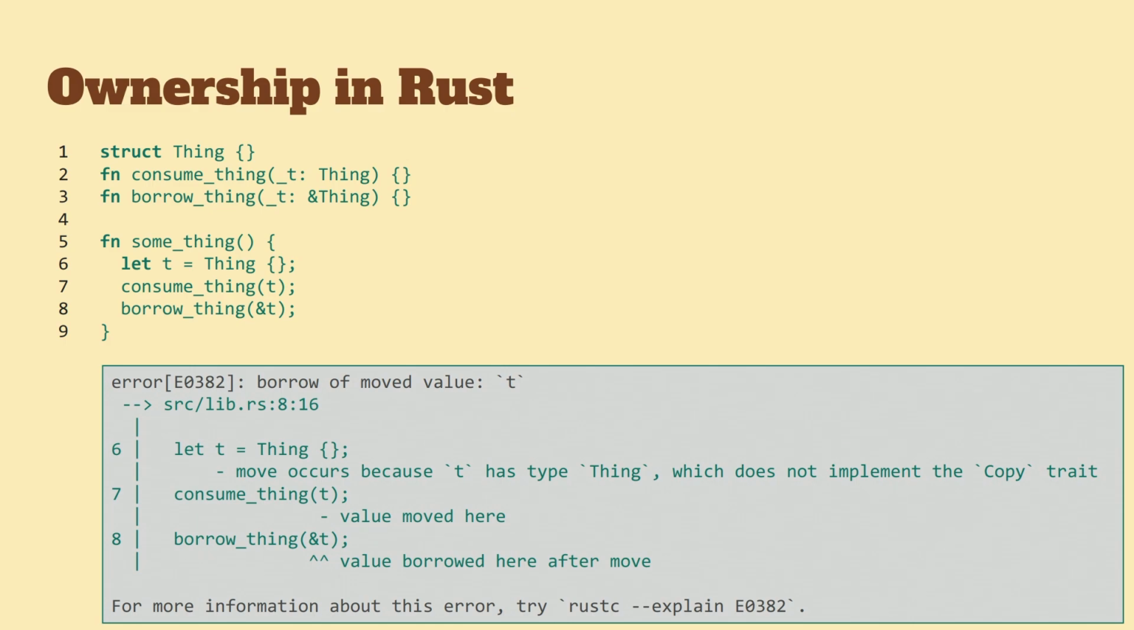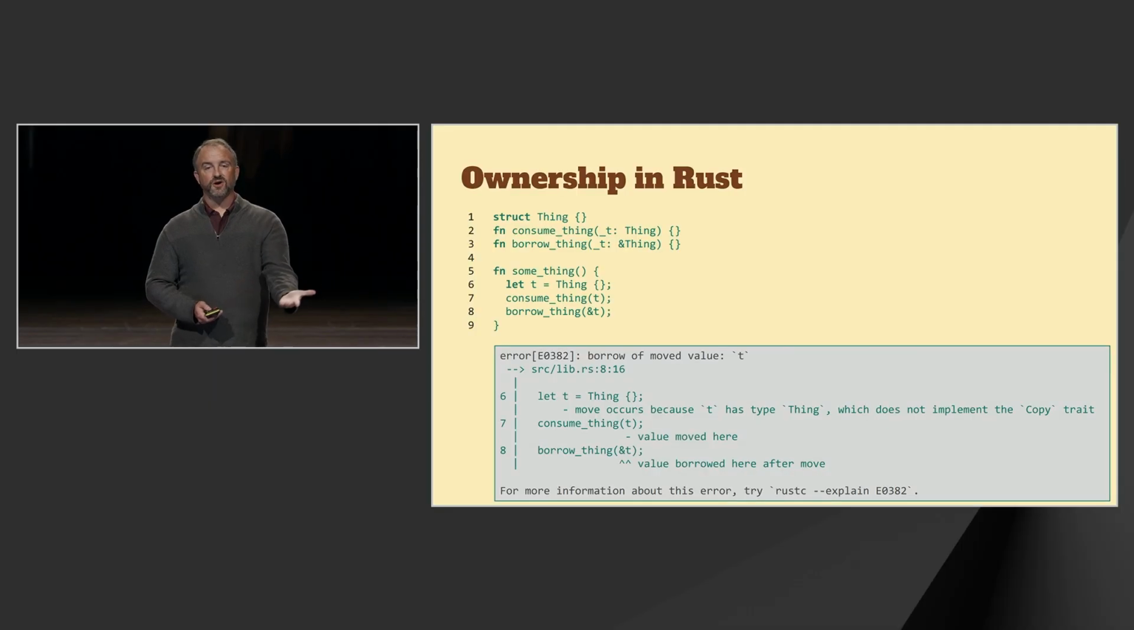That means that from the compiler's perspective, after we call that function, this t variable has been deinitialized. It's now uninitialized memory. And so when we try to borrow it, we pass a reference to it, the compiler is complaining that this thing has been moved and you're trying to borrow it, and that's not okay. And this is an example of the kinds of things that Rust does to help you avoid errors with uninitialized memory or things that have been deinitialized or things like that.